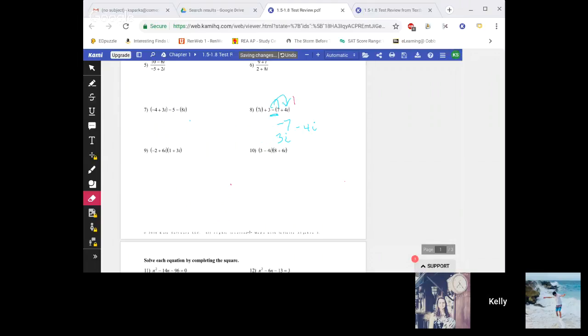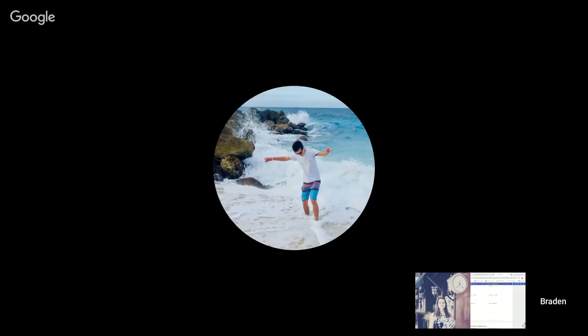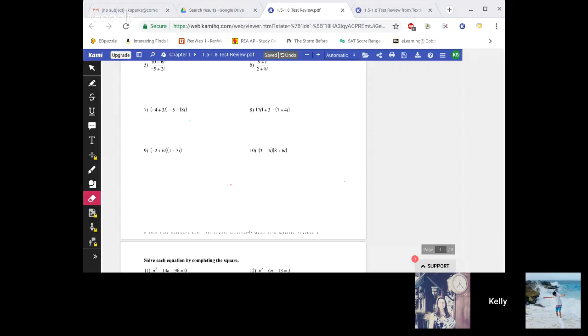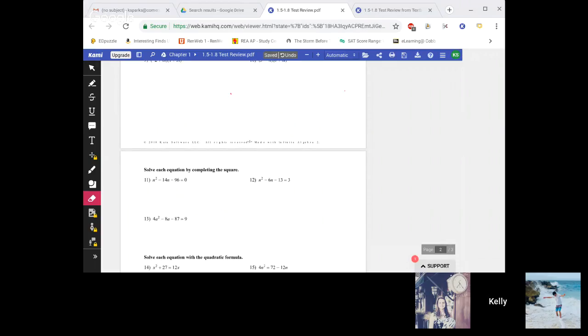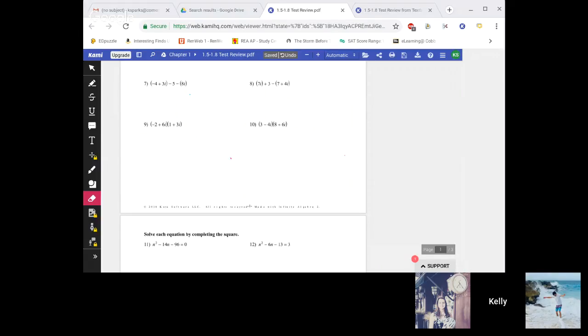Do you want me to do 9 and 10, or do you feel good about foiling? No, those are easy. Okay. The key thing on those is to remember that i squared is -1. So instead of having 3 terms like we often do when foiling regular binomials, we get a trinomial. You're always going to have a 2-term answer, and it needs to be in standard form with the real number first, followed by the imaginary.